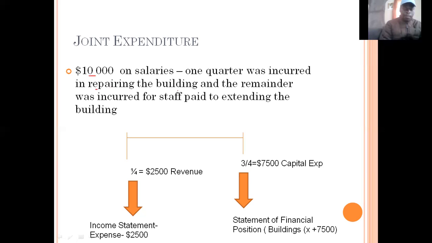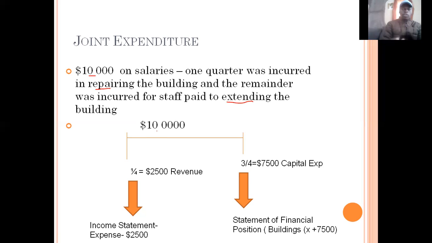And the remainder, this 3/4, was incurred for paying staff to extend the building. So this expense was for extension, they were extending the building. This expense is in two versions. This 10,000 needs to be divided. This is what we call joint expenditure. You need to divide it into two: capital expenditure and revenue expenditure.